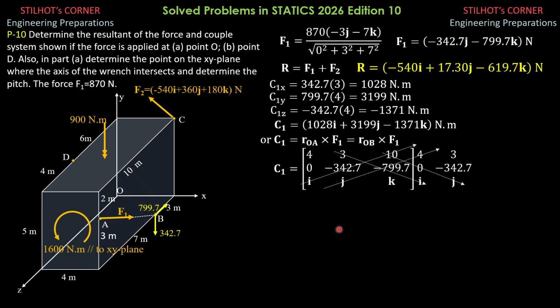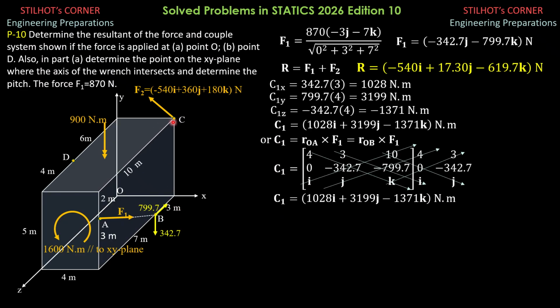That's positive, then negative up to the right. So checking, we have C sub 1 is the same: 1028I plus 3198J minus 1371K. As I said, so that you have something to do in this problem, I want you to verify that C sub 1 is the same using this ROB cross the force F1, where OB is simply 4I plus 3K, so 0J. So that's C sub 1.